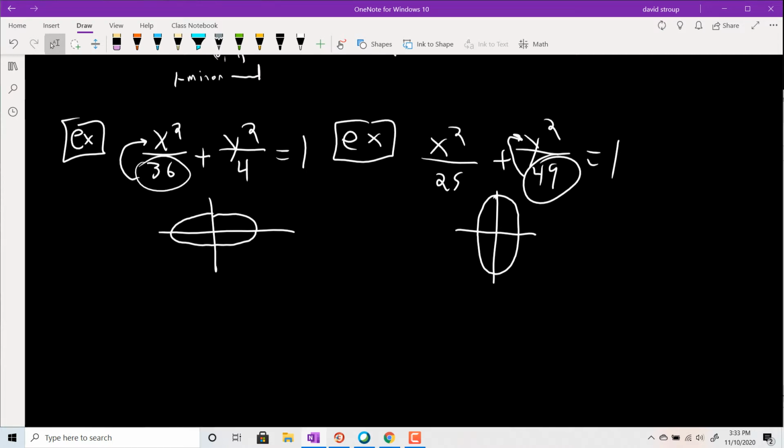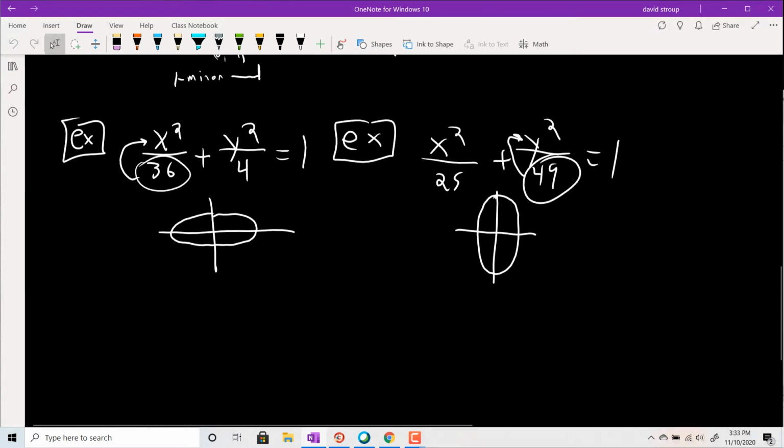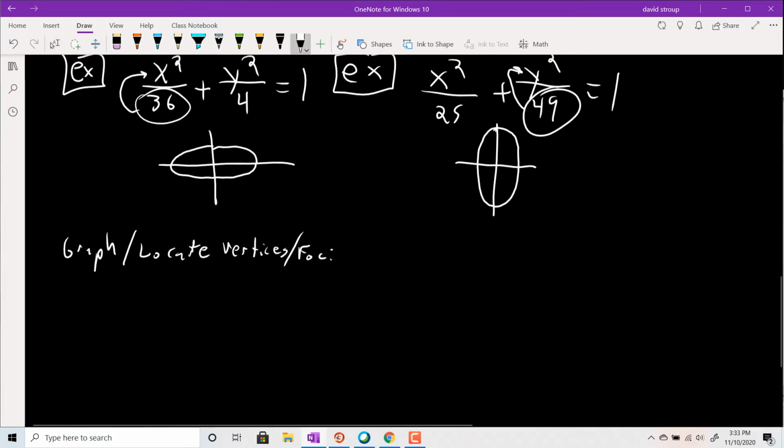Okay. So the first thing we want to do is just be able to graph these guys. So let's look at an example. I guess this is number 4. Graph and locate the foci. And I'll also locate the vertices. Okay. So the problem given in the book is x squared over 16 plus y squared over 49 equals 1.